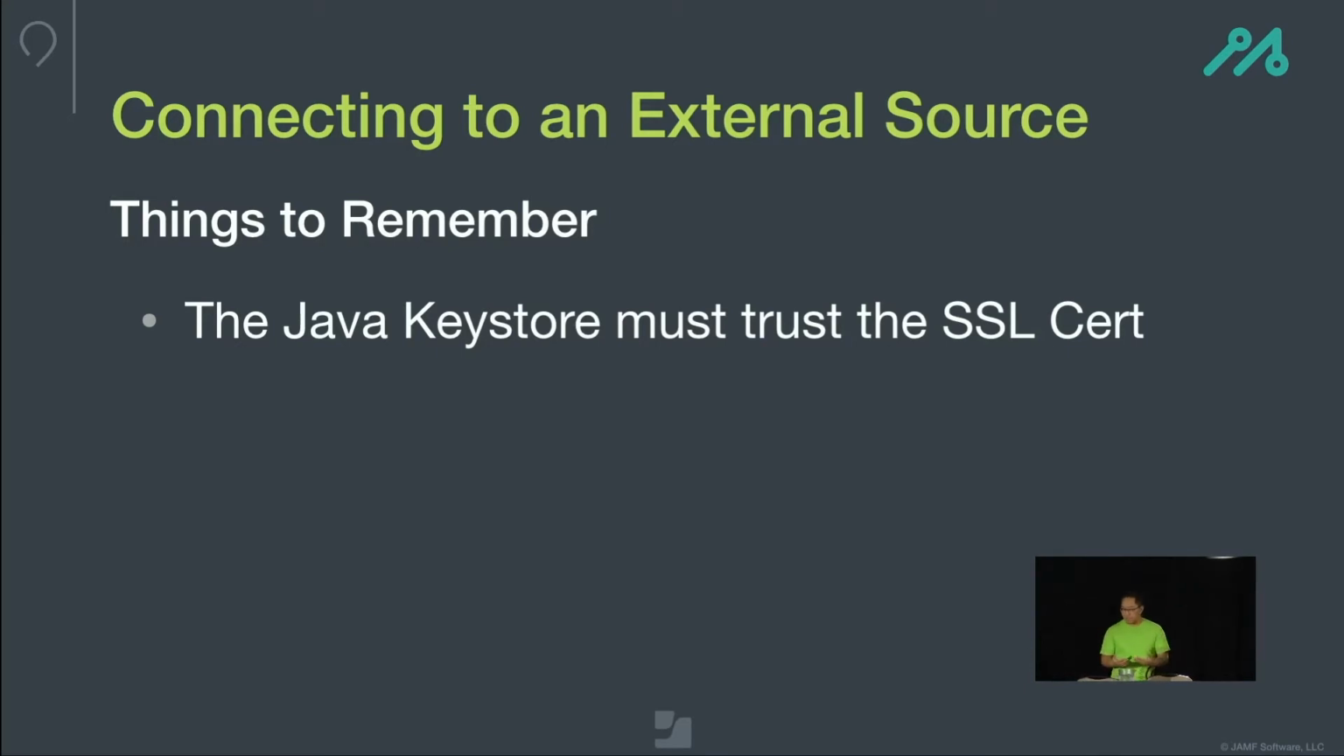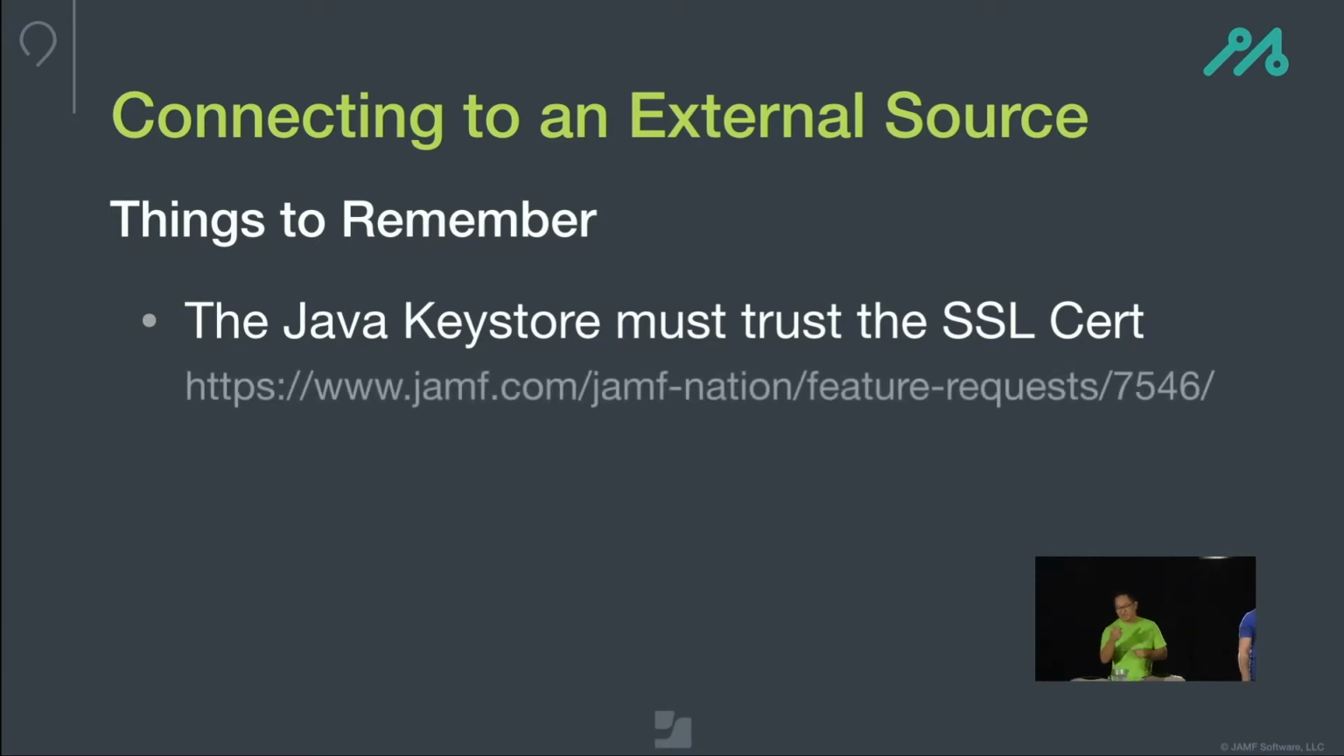When you're setting up a patch external source and trying to integrate it into your JSS, there are three things you have to remember. First, if you're using SSL, the Java keystore underpinning Tomcat for Jamf Pro must trust the SSL cert for the endpoint. Duncan and his team ran into this so many times that they created a feature request, 7546. You can go check it out and upvote it, so they include that in the future.